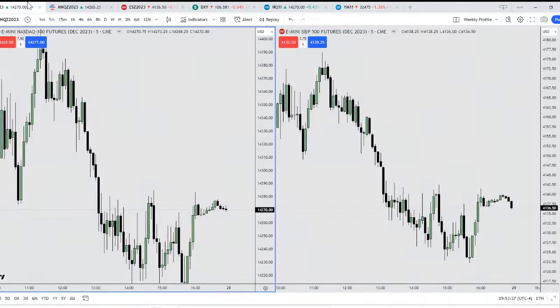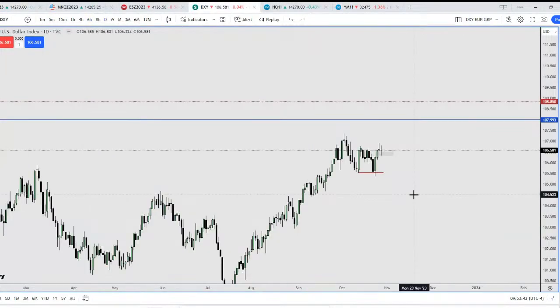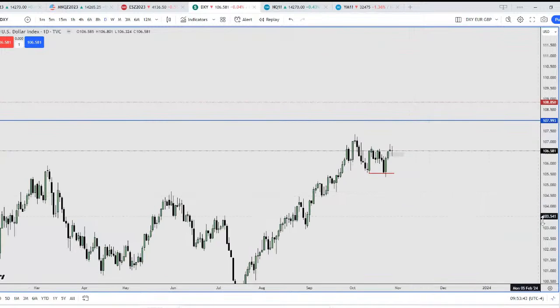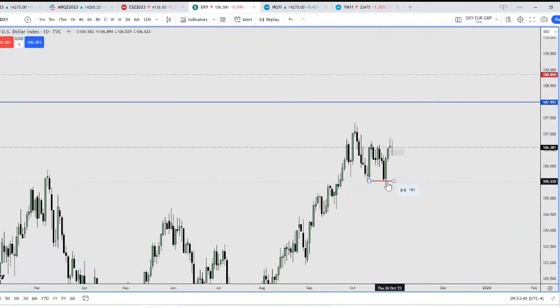Okay, so I am done with the indices. I'm going to move on to DXY. So DXY on the daily looks really good. We have a stop hunt, and then we have this bullish fair value gap right here. We have higher time frame objectives.